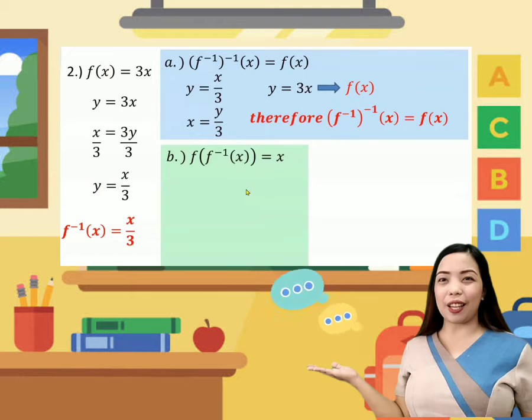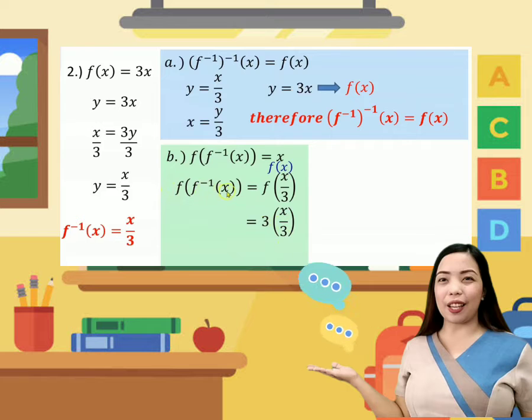Letter B, let us prove that f of f inverse of x is equal to x. So we have f of f inverse of x. Let's copy f. Then f inverse of x, we already have that, and that is equal to x over 3. So this will now be our x. So we have f of x. But what is f of x? F of x is equal to 3x. So this will be equal to 3, and then our x is equivalent to x over 3. So 3 and 3 will be cancelled out. So we have f of f inverse of x is equal to x.